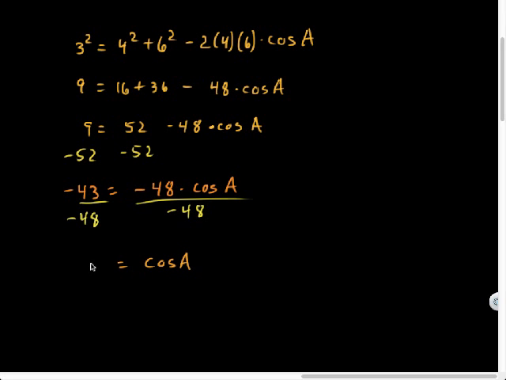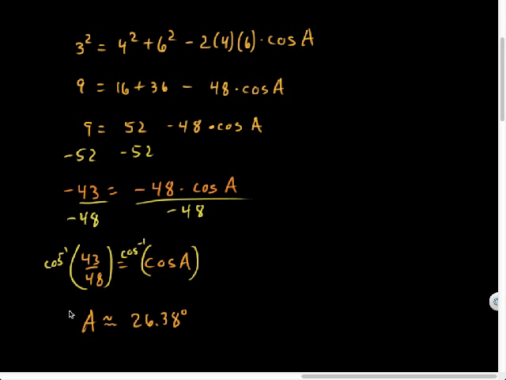And I'm going to get cosine of A. I almost said alpha. Those minus signs will cancel out. I guess I could leave that as 43/48 for now, and just plug it in when I do my next step. Which, how would I get A by itself? Cosine inverse. Man, you guys are so good at this. I love it. So angle A is approximately going to be the cosine inverse of that ratio, and I get 26.38 degrees.